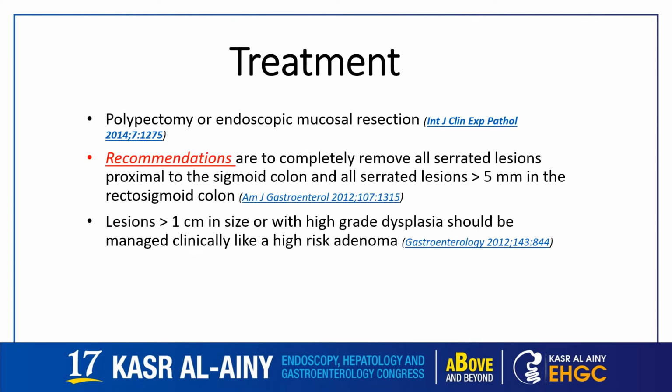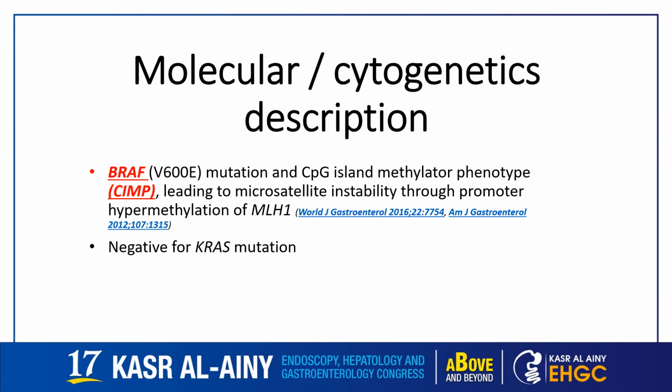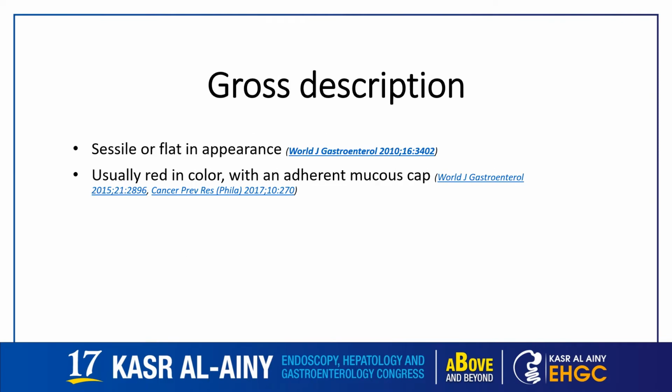Polypectomy or endoscopic mucosal resection is usually the treatment of choice, and it's highly recommended to completely remove all serrated lesions proximal to the sigmoid colon and all serrated lesions more than 5 mm in the rectosigmoid colon. Also, any lesion more than 1 cm in size or with high-grade dysplasia should be managed clinically like a high-risk adenoma. They usually harbor BRAF mutation, leading to microsatellite instability through MLH1 hypermethylation. They are negative for KRAS mutation, unlike other colorectal carcinoma.